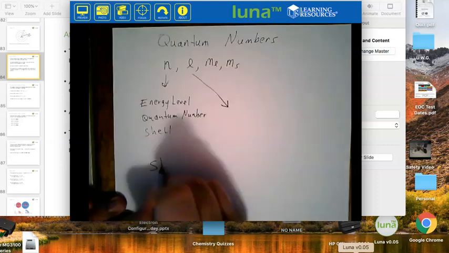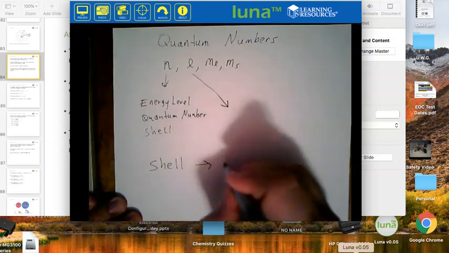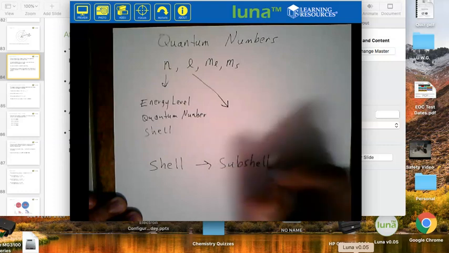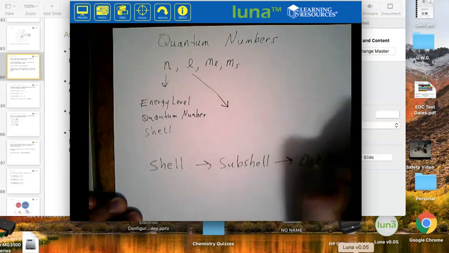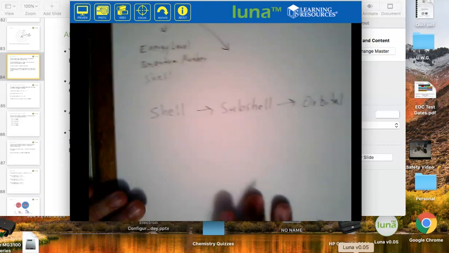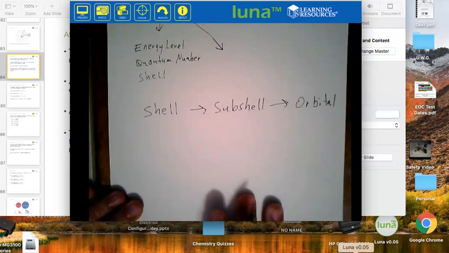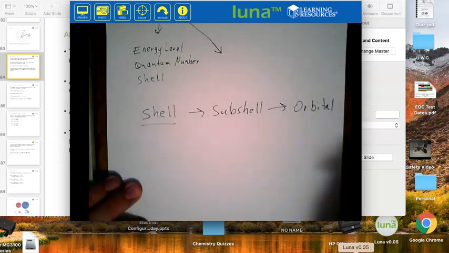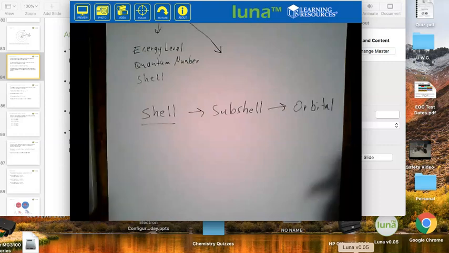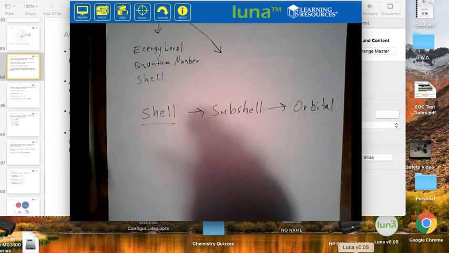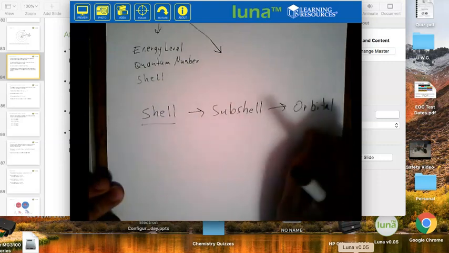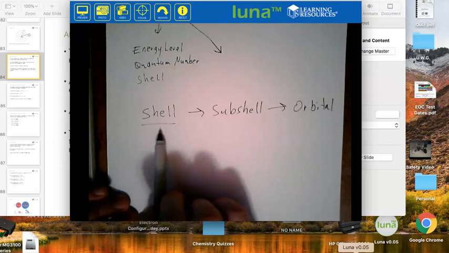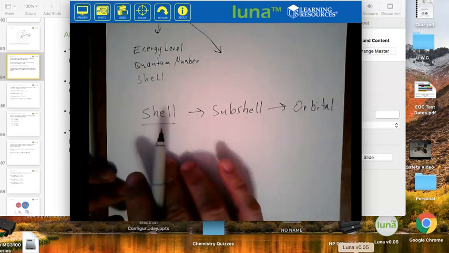This is kind of helpful here. If you wanted to simplify it, we have the shell for an atom, which is a certain energy level. There are a lot of electrons on the shell. Okay, and then we're going to whittle it down. So we're going from large to medium to small. All right, so a shell has a lot of electrons.